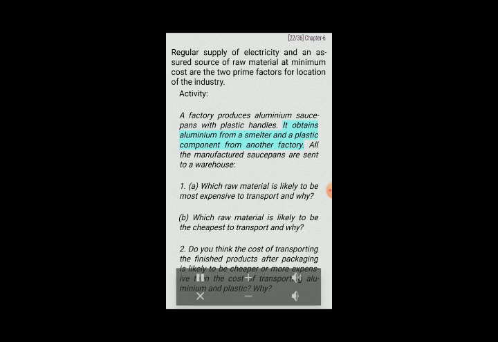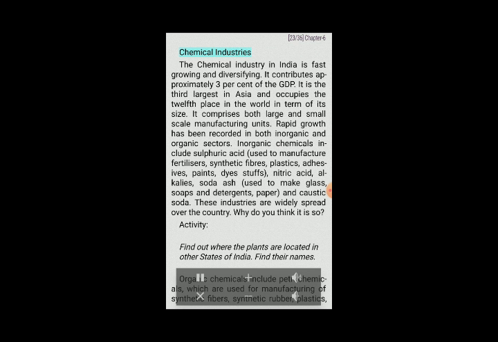Activity. A factory produces aluminium saucepans with plastic handles. It obtains aluminium from a smelter and a plastic component from another factory. All the manufactured saucepans are sent to a warehouse. 1. Which raw material is likely to be most expensive to transport and why? B. Which raw material is likely to be the cheapest to transport and why? 2. Do you think the cost of transporting the finished products after packaging is likely to be cheaper or more expensive than the cost of transporting aluminium and plastic?